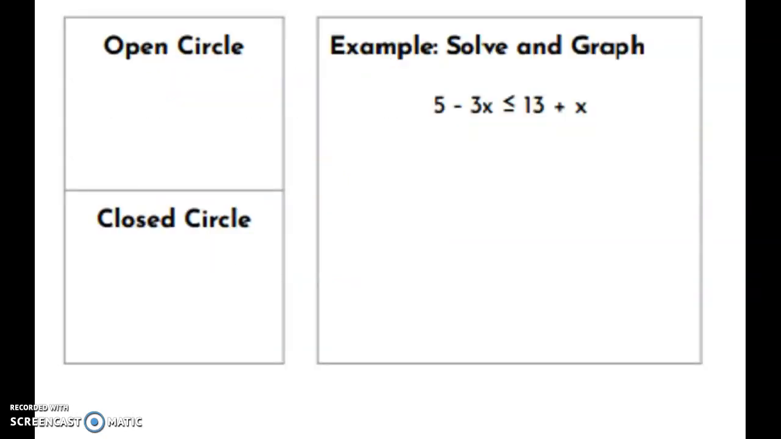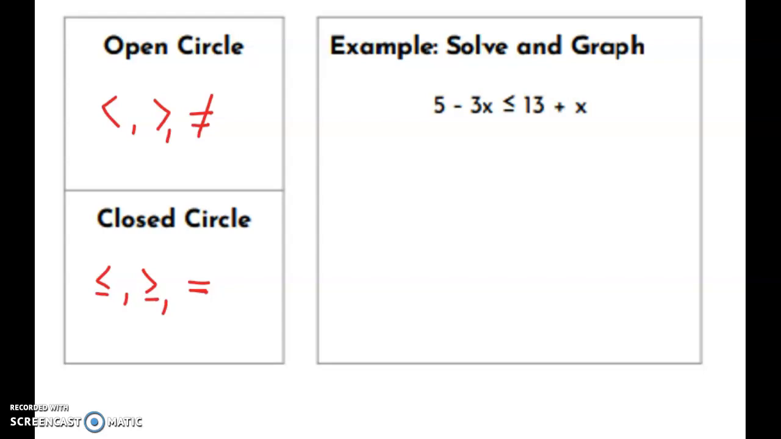Okay, so when you have an open circle is when you have the less than sign, the greater than sign, or not equal to. Closed circle is less than or equal to, greater than or equal to, or just regular equal to. All right, so now let's do this example. It's a pretty easy one.